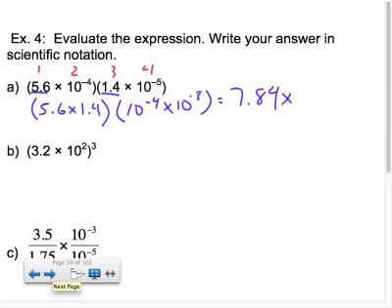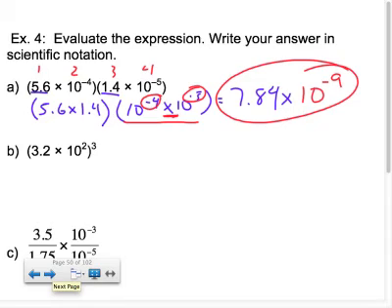Times, and now this is where we're going to use our properties of exponents. You're multiplying, so when you're multiplying, remember you take your 2 exponents and you add them together. Negative 4 and negative 5 makes negative 9. So that would be the answer to part A.